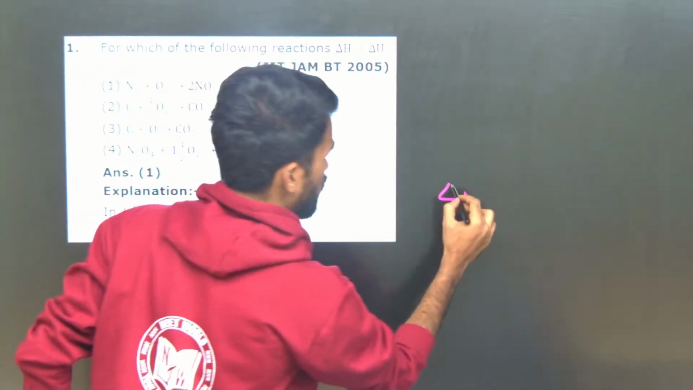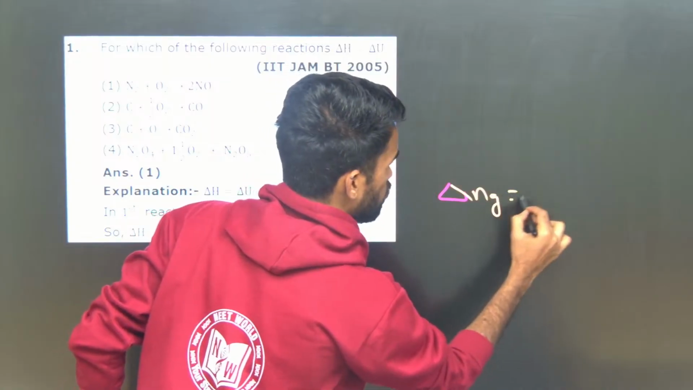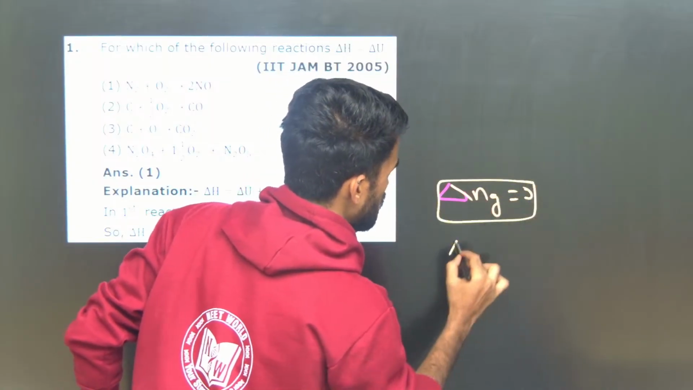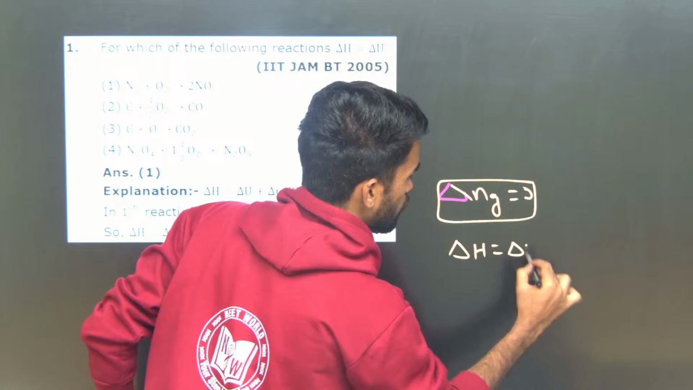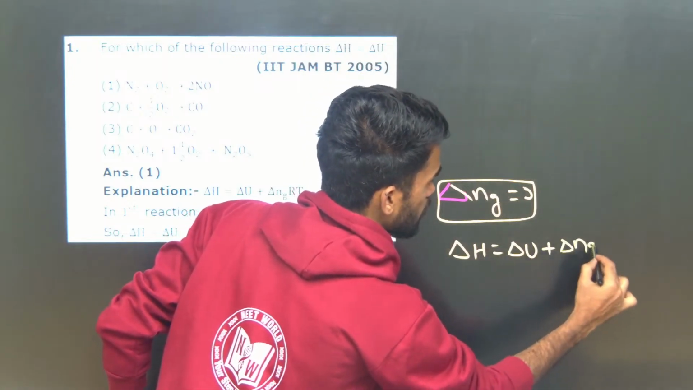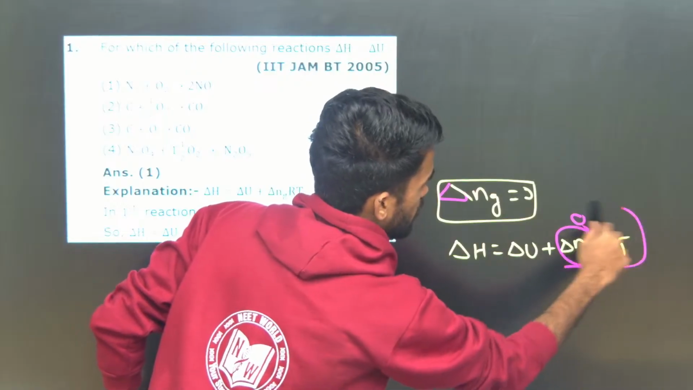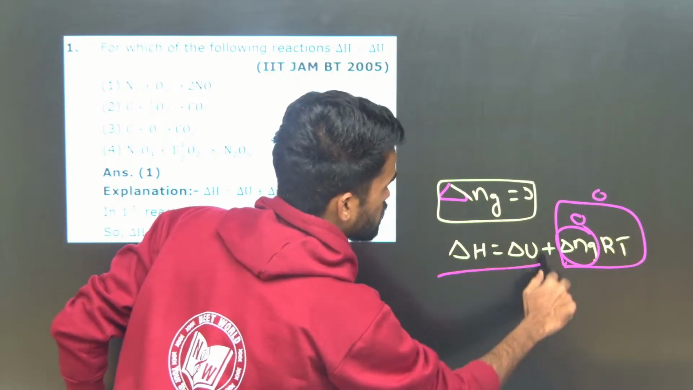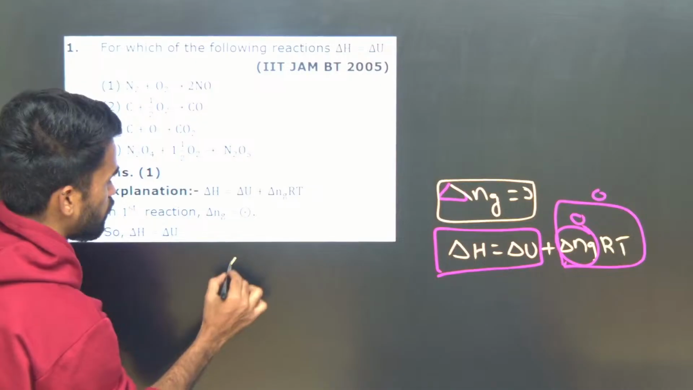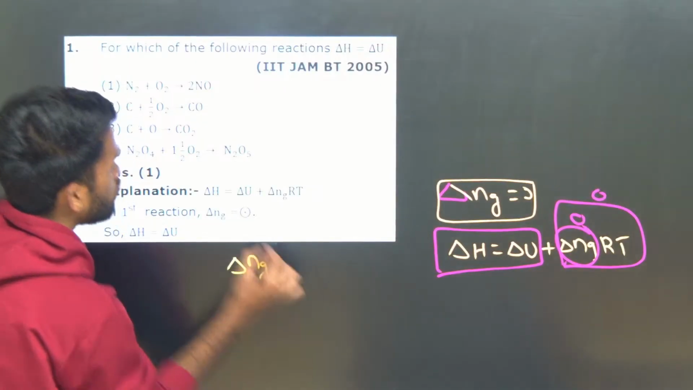If delta Ng value is 0, then you can say delta H will be equal to delta U, because delta Ng RT is what we are writing now. If this term becomes 0, then this second term completely becomes 0, therefore delta H will be equal to delta U. So just find delta Ng values by looking at here.